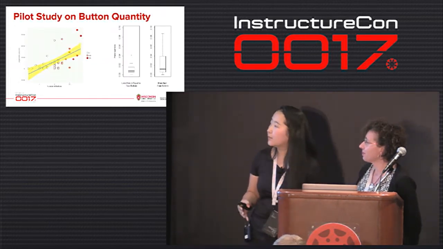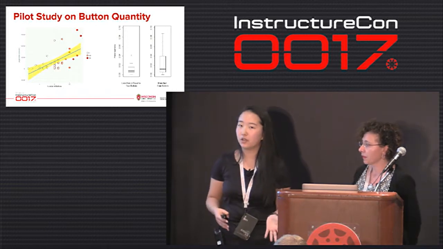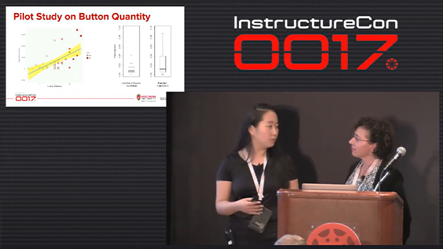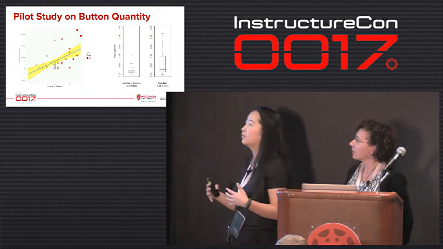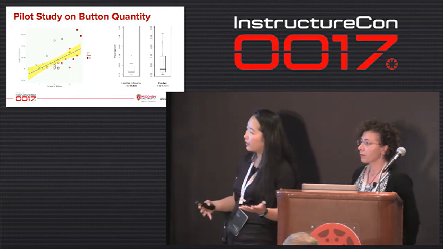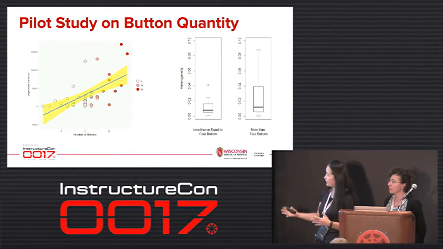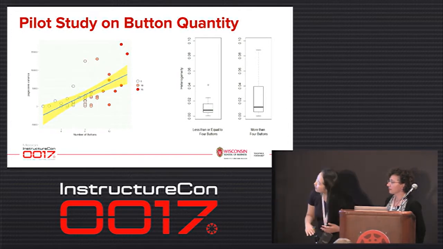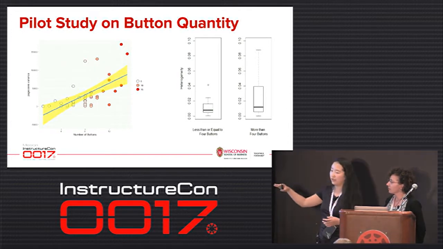And aside from the report that we sent out to instructors, we also did our own pilot study on the button quantity, because we came home with the idea, but we never really had a way to back it up. So now that we have the Google Analytics data, we looked at it and we found out that on the left side, we have number of buttons on the x-axis and the page view variance on the y-axis.